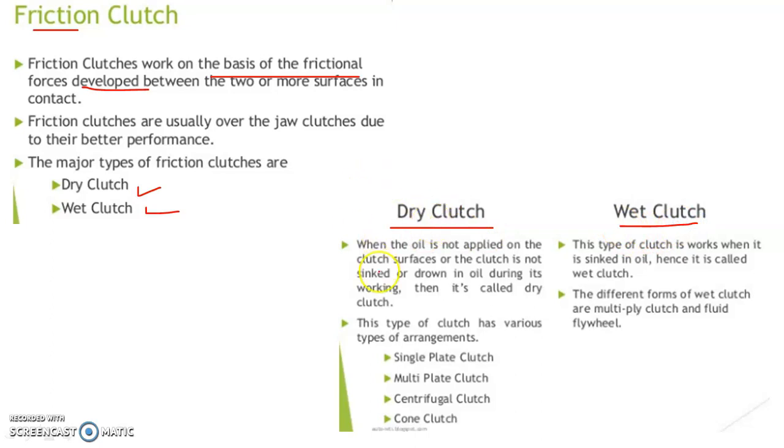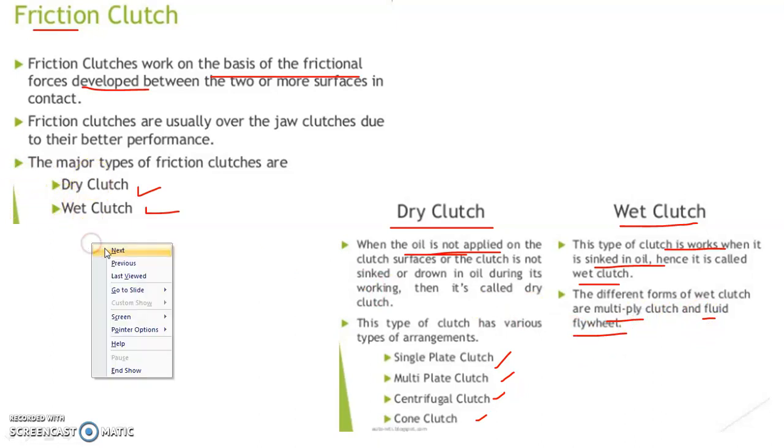As the name suggests, when the oil is not applied on the clutch surface, or the clutch is not sunk or drawn in oil during its working, then it is called a dry clutch. The types of this clutch are single plate clutch, multiple plate clutch, centrifugal clutch, cone clutch. These are the examples of dry clutch. While what is meant by wet clutch? This type of clutch works when it is sunk in oil, hence it is called wet clutch. The different forms of wet clutch are fluid flywheel or multiple plate clutch. So this is the difference between dry clutch and wet clutch.